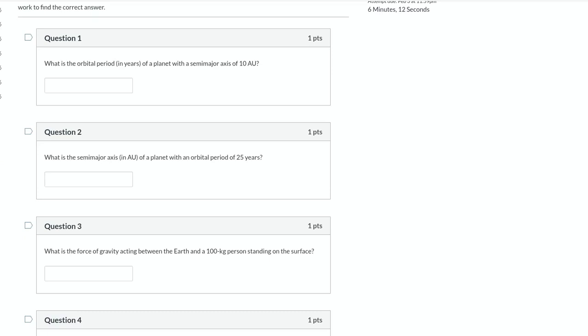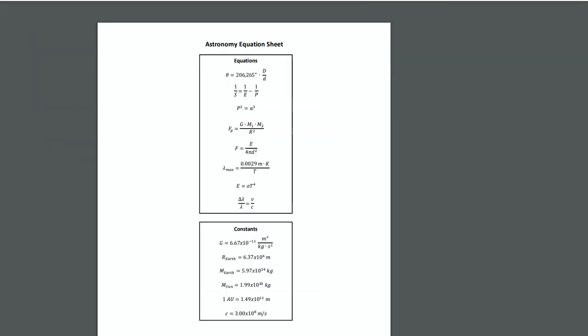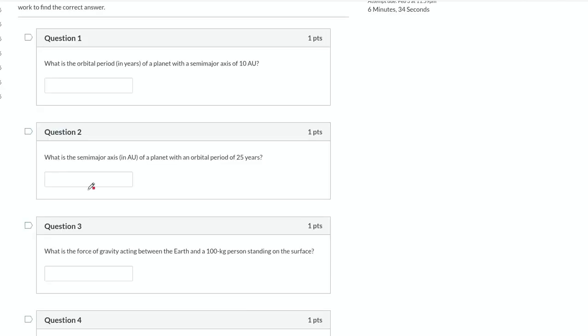All right, everybody, let's take a look at these questions covering Kepler's laws and Newton's gravity. I've got my equation sheet handy, so I can pull that up. The two main equations we'll be using here are Kepler's third law, that's this, P squared equals a cubed, and then Newton's law of gravity here. All right, we'll be using those two equations. But let's take a look at each of these and see if we can figure them out.